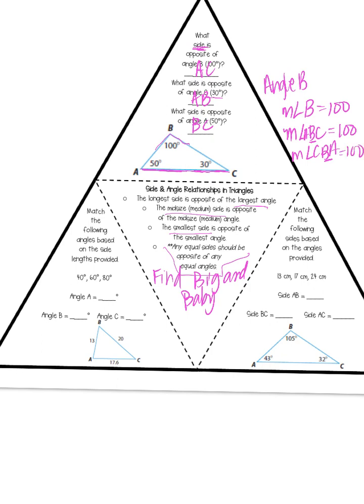Okay, now this one, it gives us the other one. It says match the following angles based on the side lengths provided. So this time they've given us the lengths and we're having to find the angles. So find your biggest side, which your biggest side is BC.